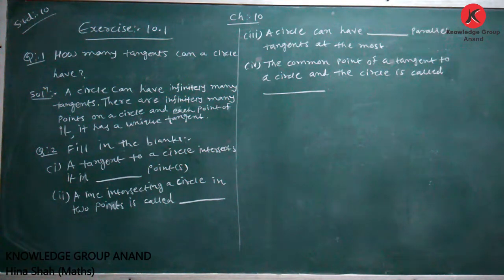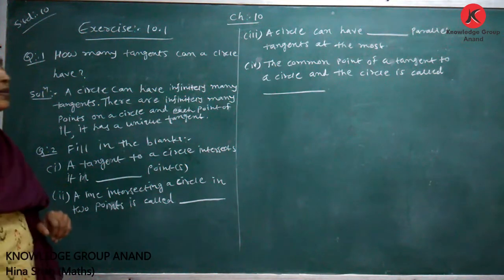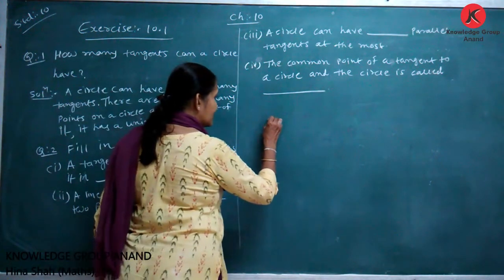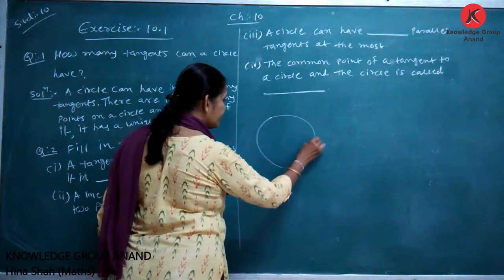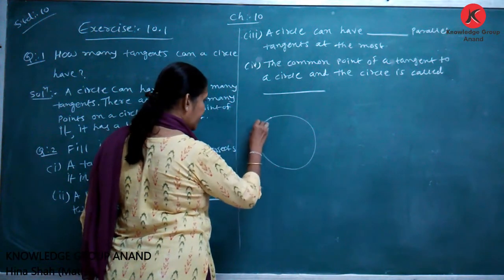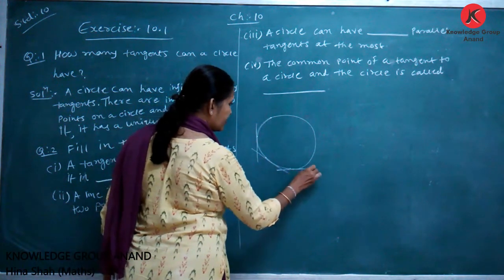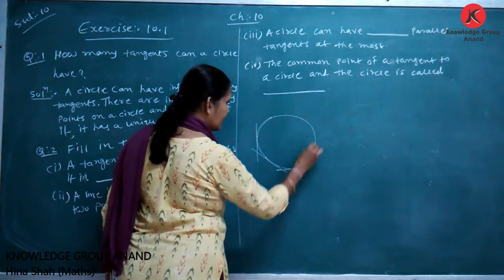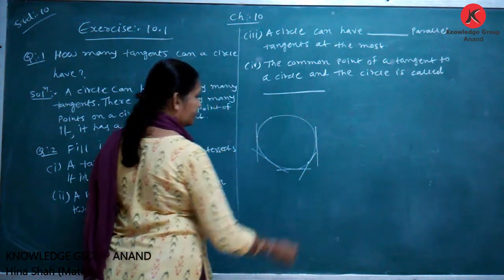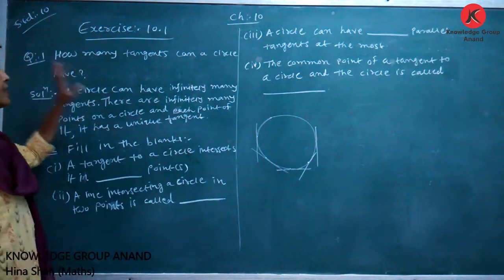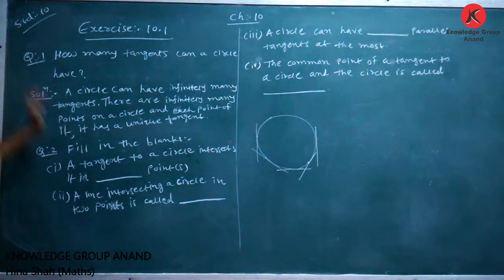Now exercise 10.1. Question number 1. How many tangents can a circle have? Here is a tangent, here is also a tangent, here is also a tangent, here is also a tangent. Then we draw. A circle can have infinitely many tangents.